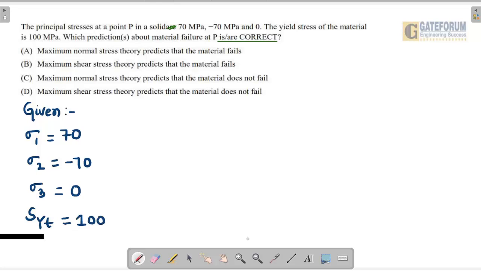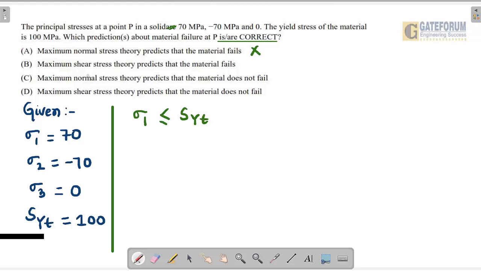So we know all the theories, guys. First of all, I'm going to apply the maximum normal stress theory. That's quite simple. In the maximum normal stress theory, sigma 1 should be less than or equal to Sy by n. Factor of safety is not given, though we can assume it. Therefore, it is not going to fail with the maximum normal stress theory.